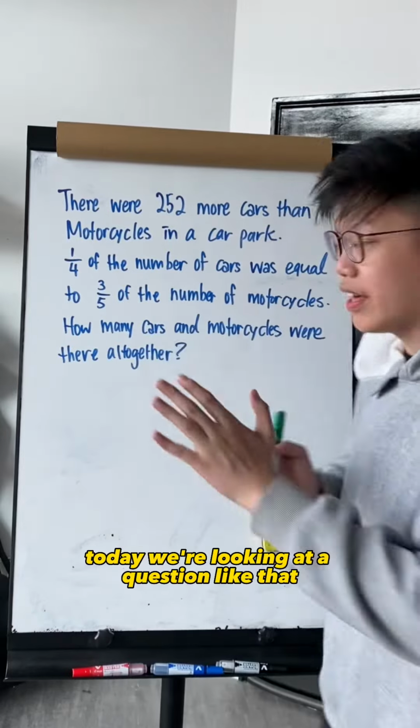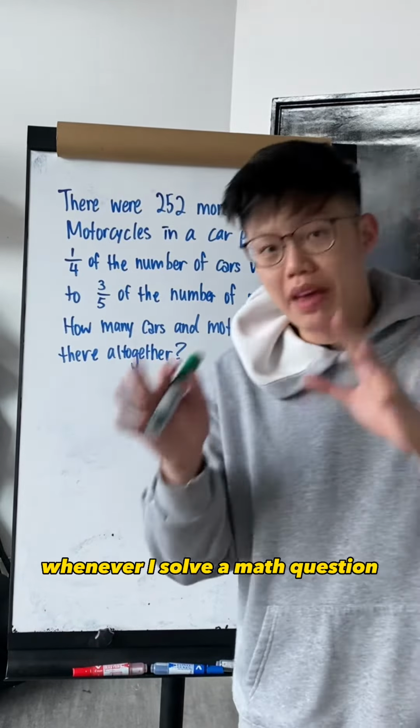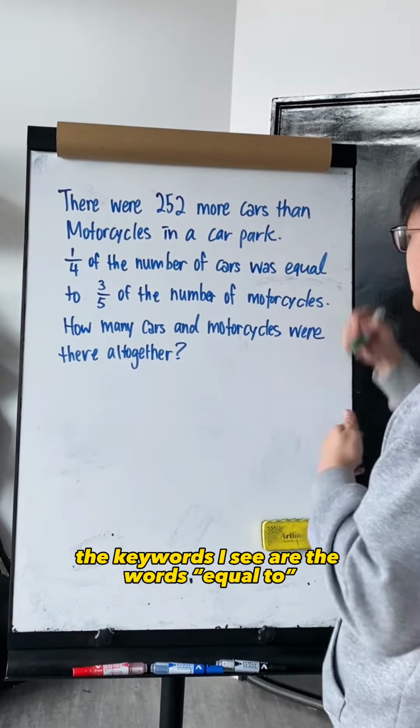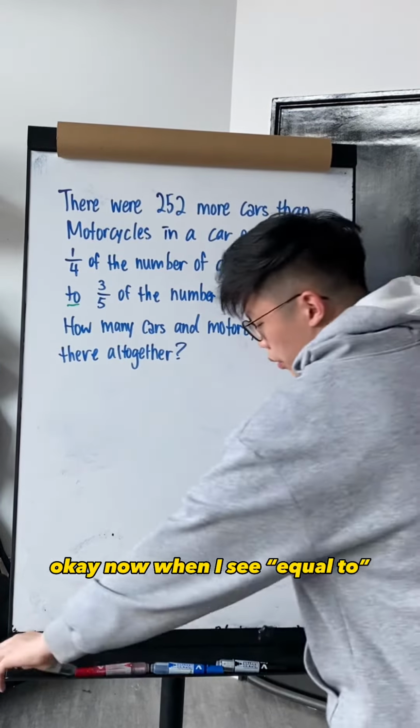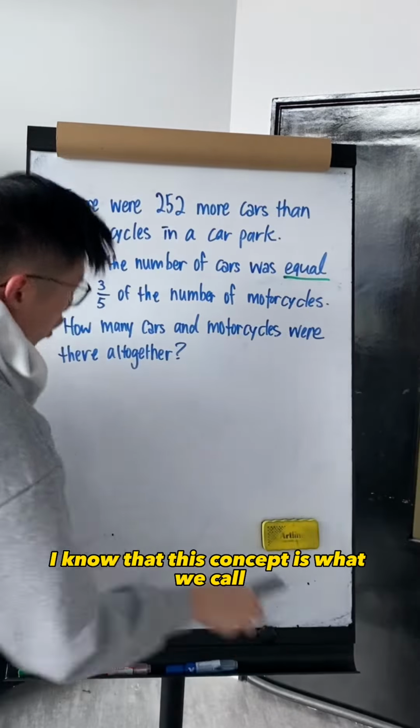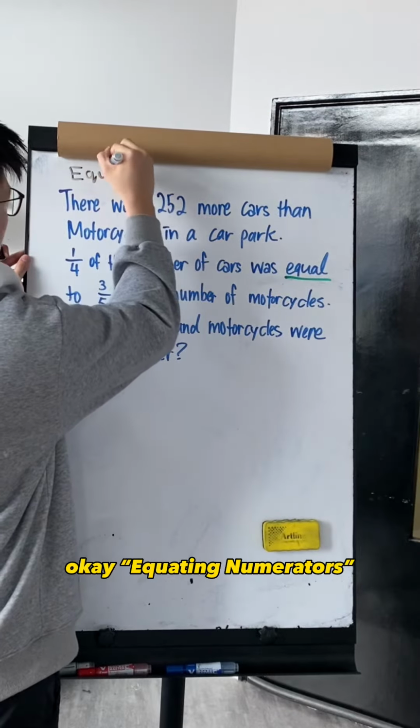Hi everyone, today we are looking at a question like that. The first thing I want to do whenever I solve a math question is to identify the keywords. Now, look at this. It is a very long sentence. The keywords that I see is the word equal to. Now when I see equal to in a fractions question, I know that this concept is what we call equating numerators.